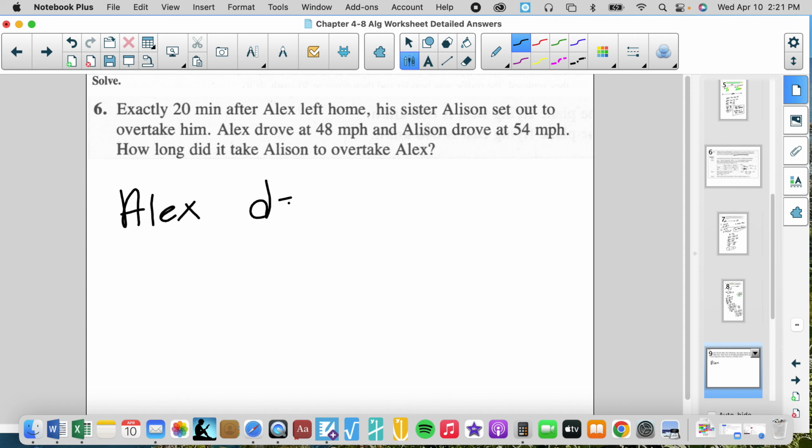Alex, distance equals rate times time. Alex's distance, rate: Alex is 48 miles per hour. At least we're back into not metric, but customary units. There you go.